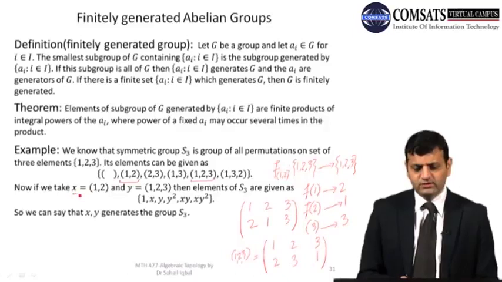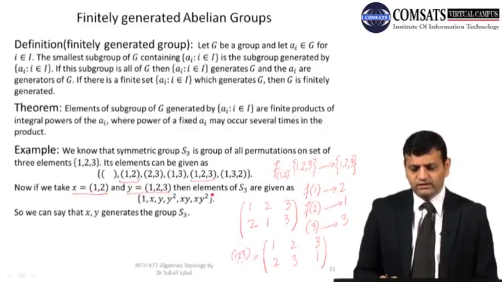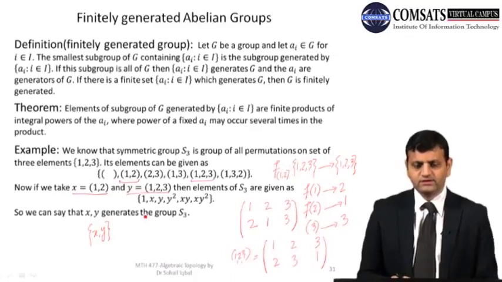Now if we take x to be (1 2) and y to be (1 3), then the elements of S3 are given as 1, x, y, y square, x into y square. So we can say that if I take the set {x, y} and consider the smallest subgroup of S3 containing these 2 elements, then it will be S3. So basically S3 is generated by these 2 elements. In other words, every element of S3 is a product of integral powers of x and y.